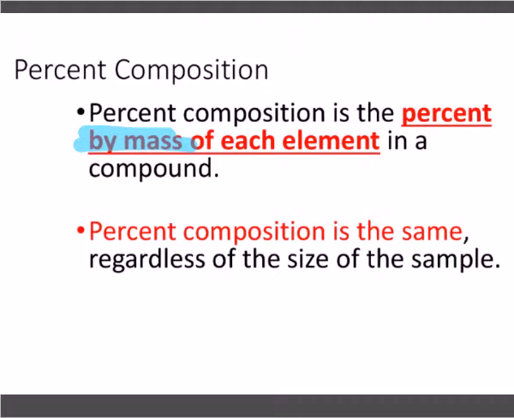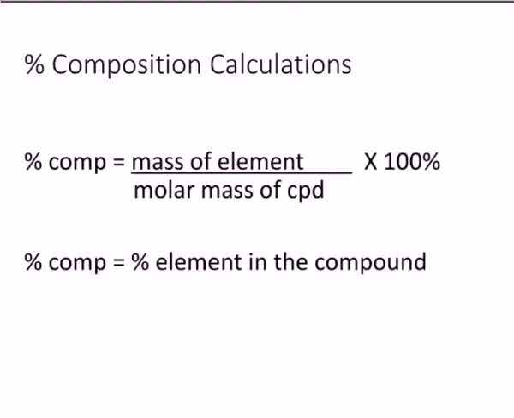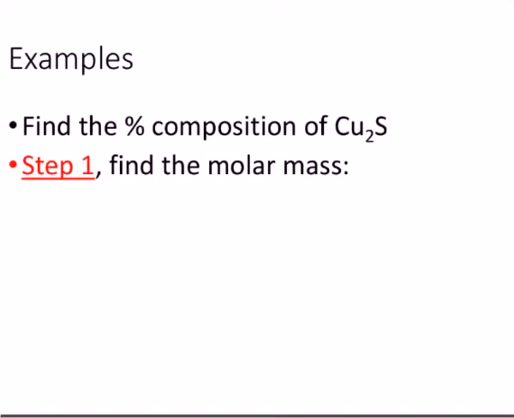It's the same regardless the size of the sample. So this is what our formula looks like: the mass of the element divided by the molar mass times 100. You're going to do that for every element. Super, super easy. First things first, we want to find the percent composition.